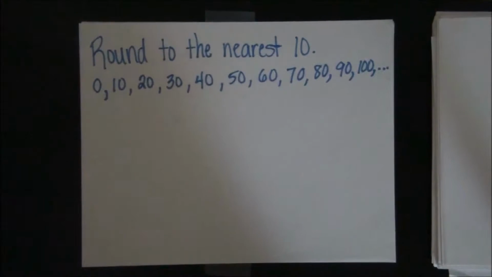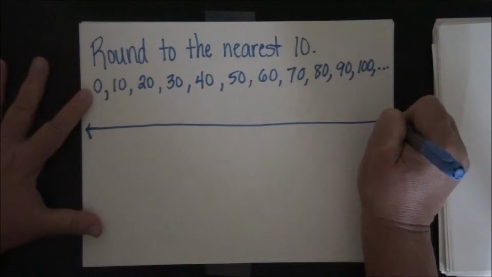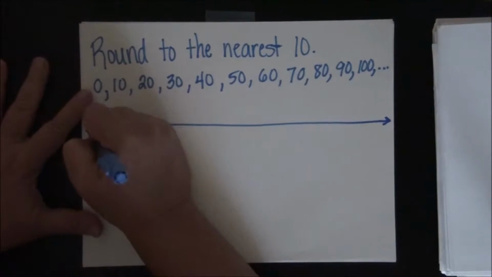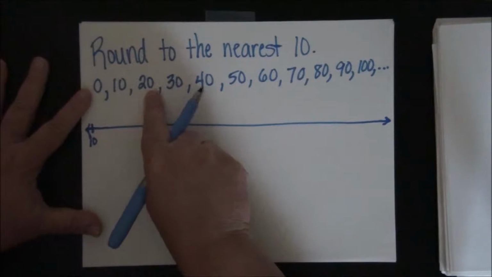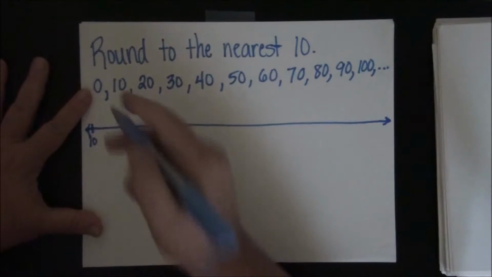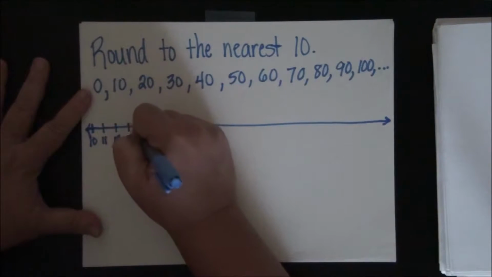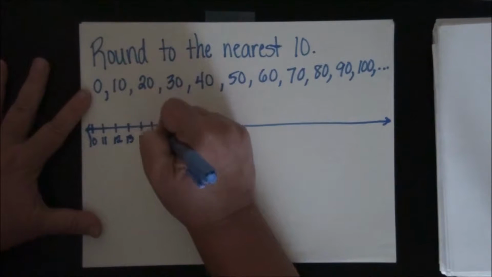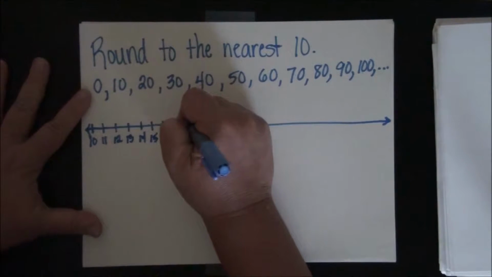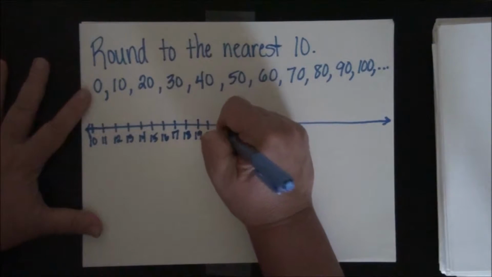Now, when you're rounding, you want to find the nearest 10. So let's see what numbers are near tens. I'm going to draw a pretty squishy number line here. I've got to use my whole space. Okay, and I'm going to start with 10 over here just to pick a tens number. I could have started with 20 or 30. It doesn't matter. What's important is identifying numbers that are close. So we have 10, 11, 12, 13, 14, 15, 16, 17, 18, 19, 20, 21.